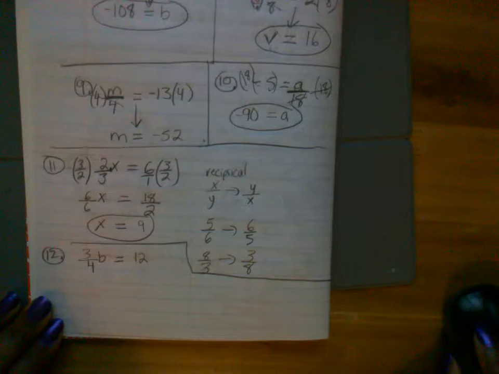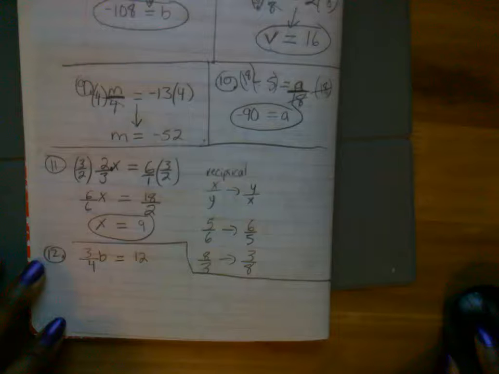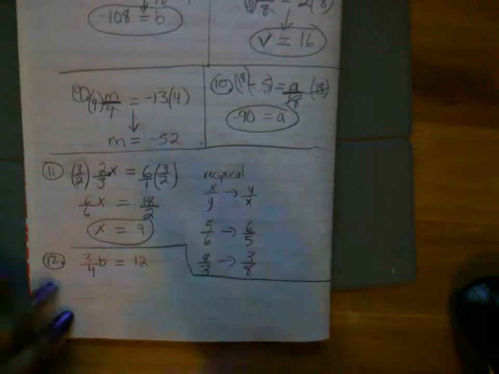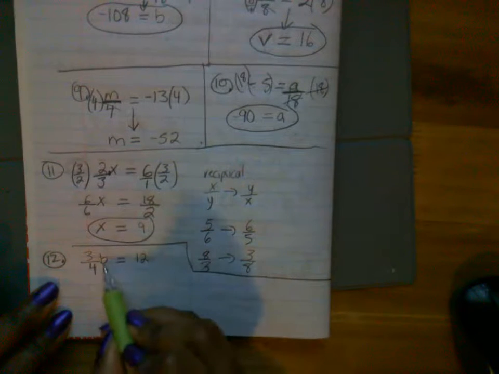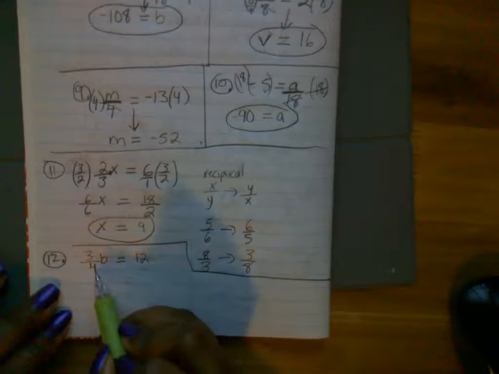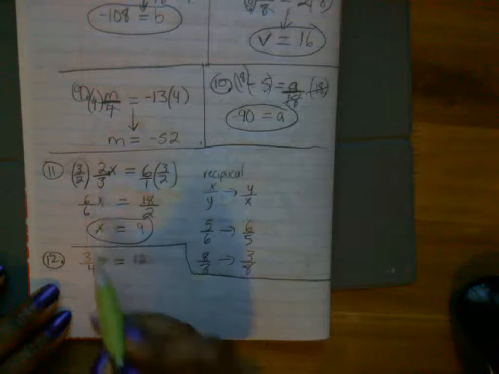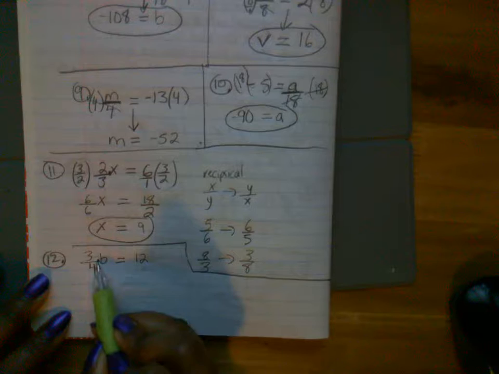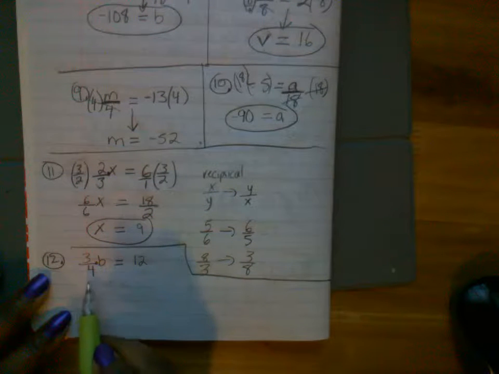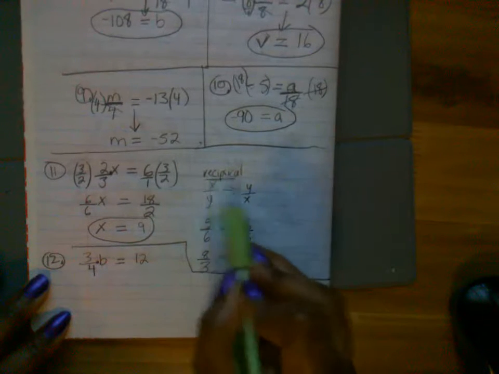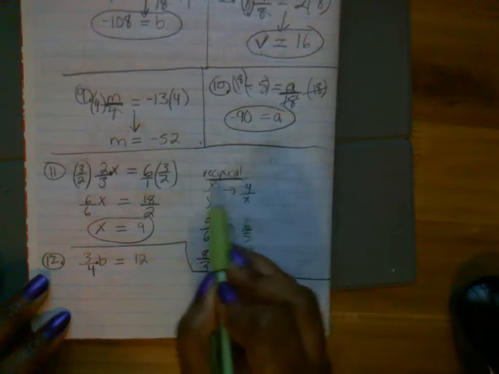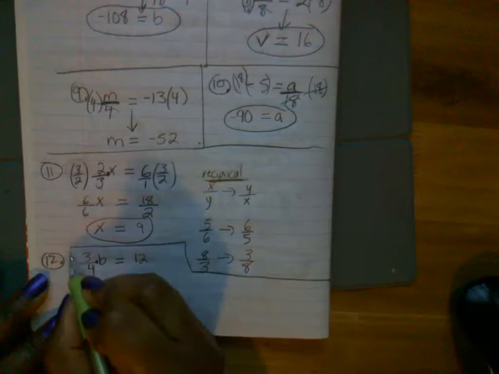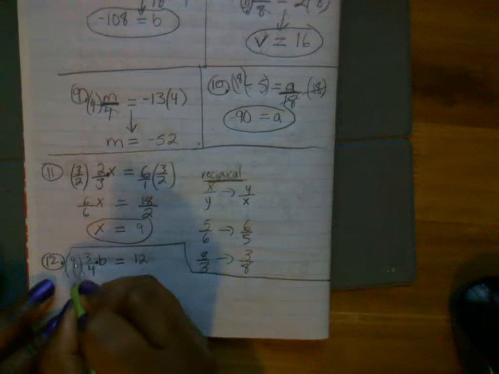Okay, try this problem and see if you can do it on your own. All right, let's look at it. Here, in order to get b by itself, we got to get rid of the 3 over 4. We're going to do the same thing we did up here. To get rid of the 3 over 4, this is multiplication. The opposite of multiplication is division. When you divide fractions, you multiply by the reciprocal. That means that you're going to flip the numerator and the denominator. So you're going to multiply both sides by 4 over 3.